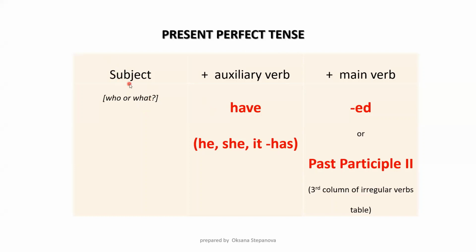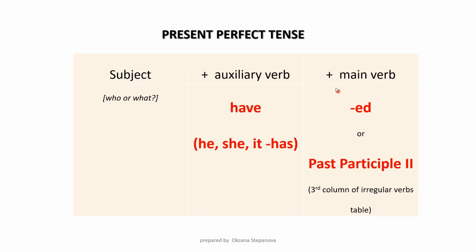Let's look. Subject. Subject is who or what is performing an action in the sentence. Then we have verb. Verb will consist of two components. First, have. Have doesn't have any meaning. It helps to build the grammar of present perfect. In third person singular, he, she, it, have becomes has. So this is something to remember.